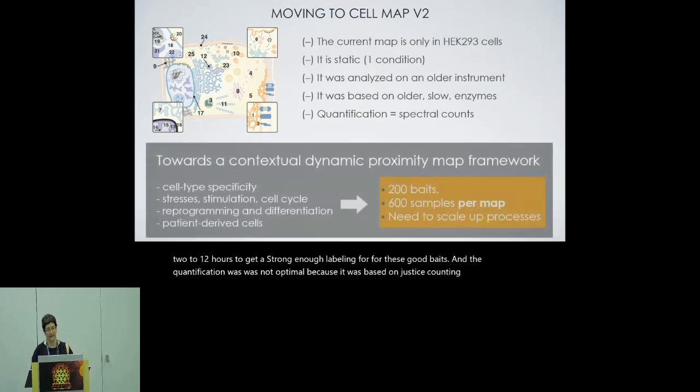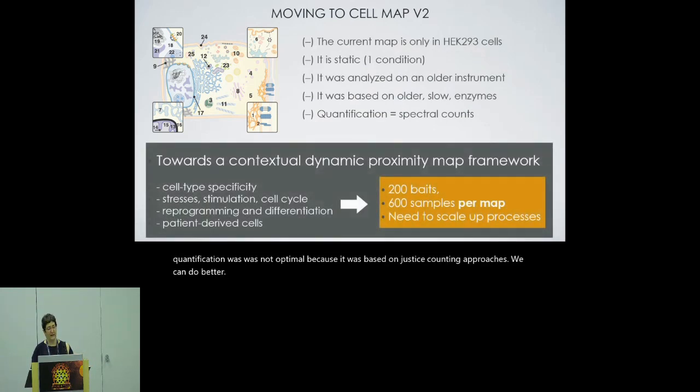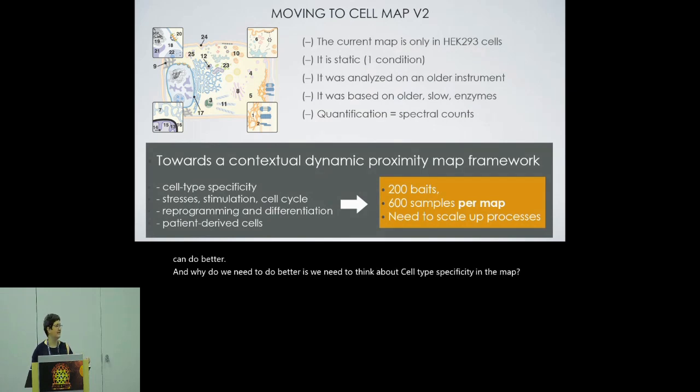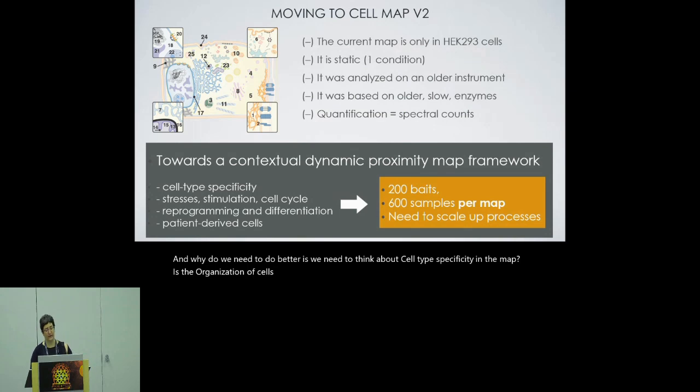We can do better. And why do we need to do better? We need to think about cell type specificity in the map, right? So how is the organization of cells different between different cell types? We need to look at dynamics.